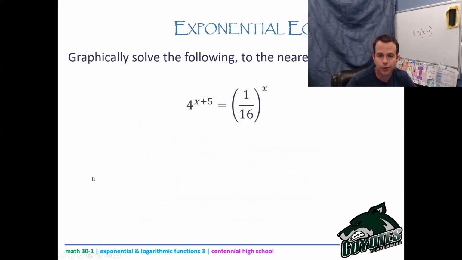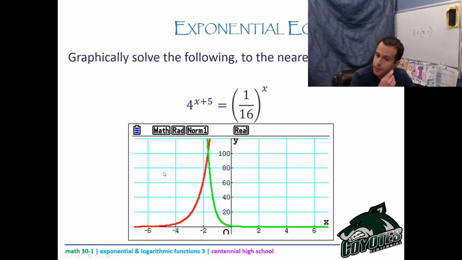The next one to try is 4 to the x plus 5 equals 1 over 16 to the x. Again, I'd like you to pause me and graph this yourself, and then we can compare. So the picture that you should have seen is something like this. And when you do the intersection, you ended up with x equals -1.7.